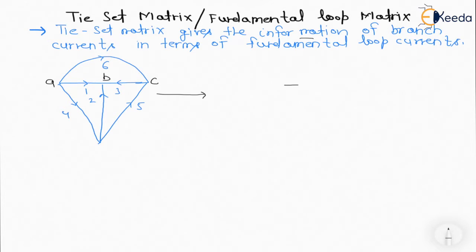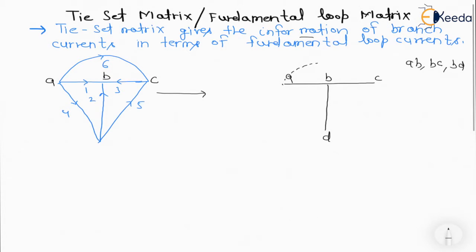One simple tree for this complete graph is this: this is A, this is B, this is C, and this is D. So AB, BC, and CD will be the twigs, and from the dotted lines AC, AD, and DB will be the links. So we have 3 links here.